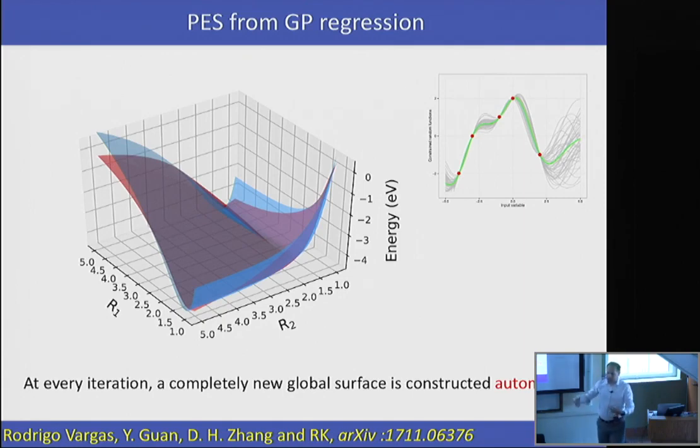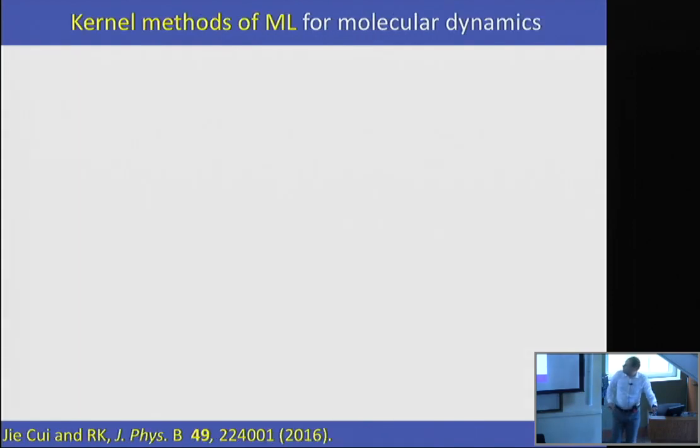Basically what you're doing in this process is sampling over a very large number of these potential surfaces. Every time you add an ab initio point, you change the global surface, and you generate a lot of them automatically, and you're sampling from those surfaces in a very efficient manner. Okay, right. So what I've talked about today is a class of kernel methods of machine learning.